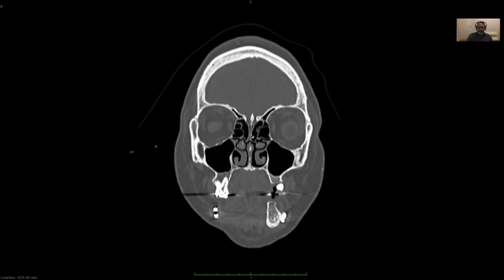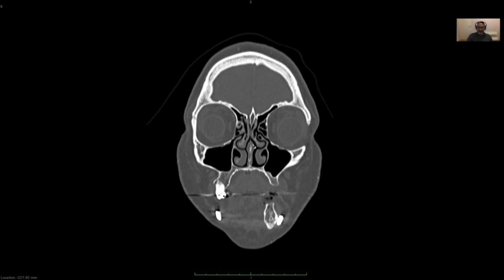And now you've got your ethmoidal air cells come up. Here you see this is where the maxillary sinus opens in. You see that? The maxillary sinus opening in, into the middle turbinate. You can also see your sphenoidal sinus is opening in and the ethmoidal sinus is opening in into the nose.